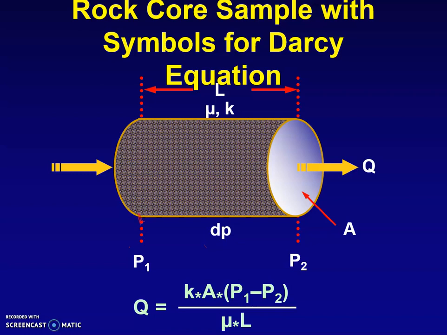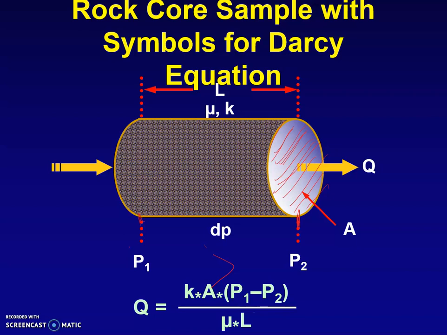Pressure 1 is here, pressure 2 is here, and there is a pressure gradient. It means that when you have flow in this direction, P1 is greater than P2. And this is the cross-sectional area perpendicular to the flow. So that's A in that equation. Viscosity, of course, is the resistance of the fluid to move, and then the length of the core sample is L, right?